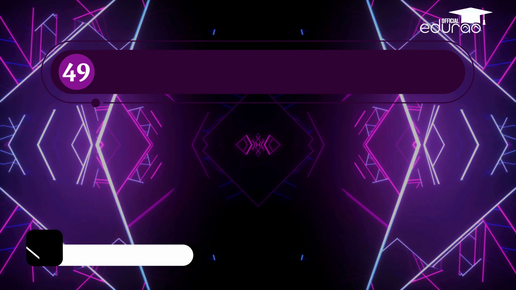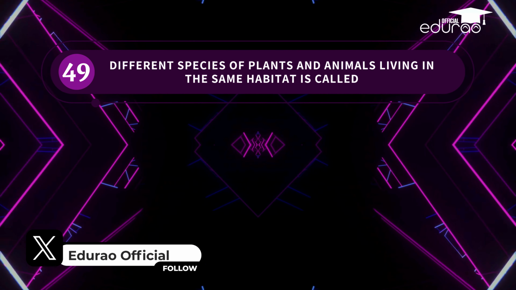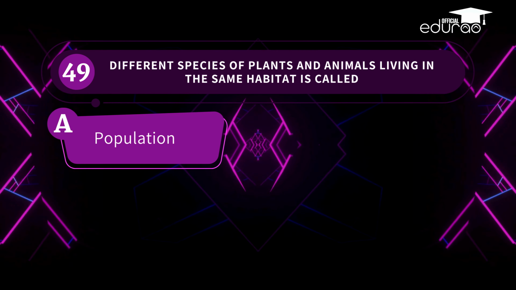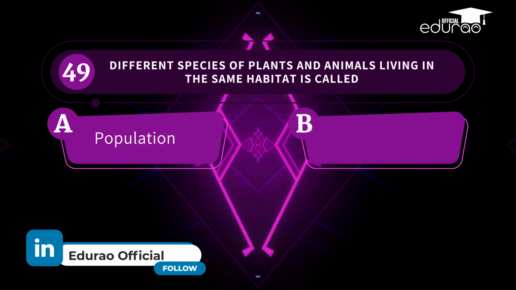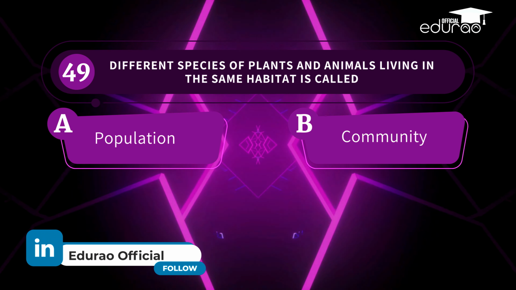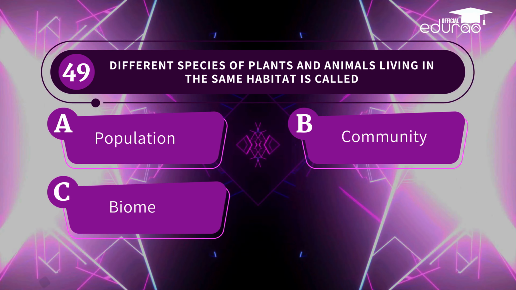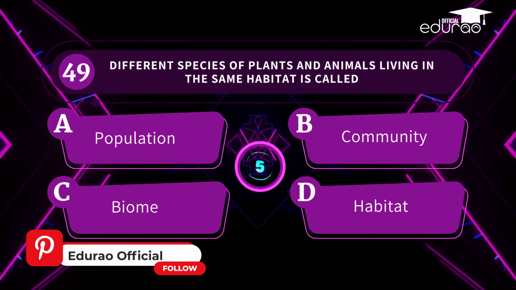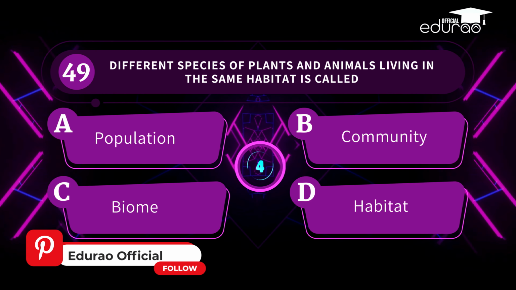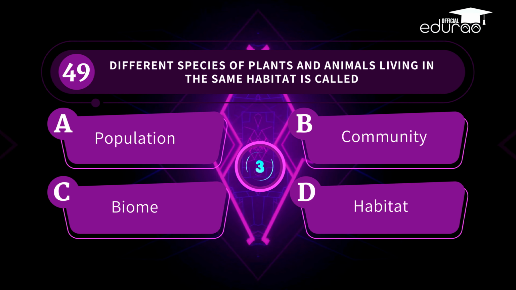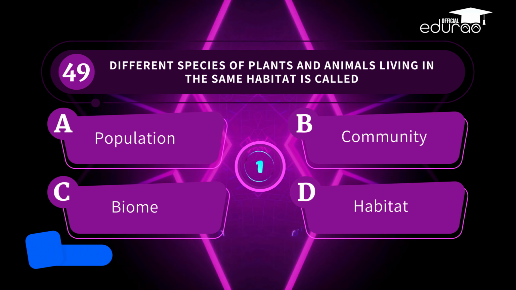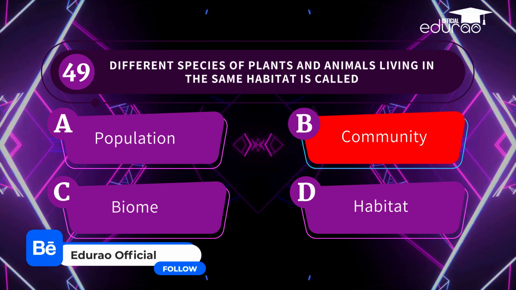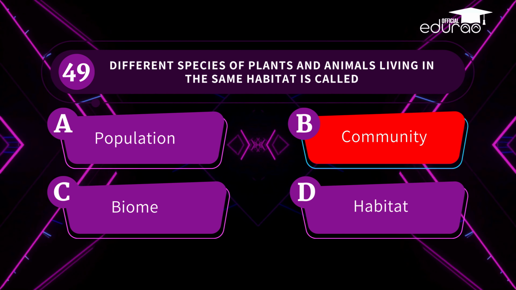Question 49. Different species of plants and animals living in the same habitat is called A. Population. B. Community. C. Biome. D. Habitat. That's exactly right. The correct answer is community.